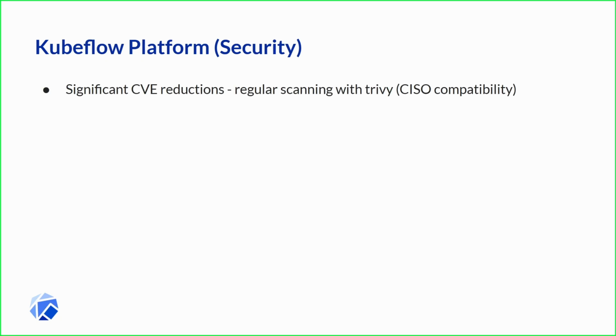Now, regarding security, we have a few important items. First of all, we have significantly reduced the CVEs across all working groups. This can be seen in our regulatory scans as well. You can easily obtain them from our GitHub Actions, including some nice CVE diagrams. But this is only one part of what I call CISO compatibility.